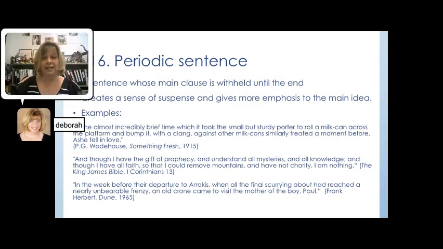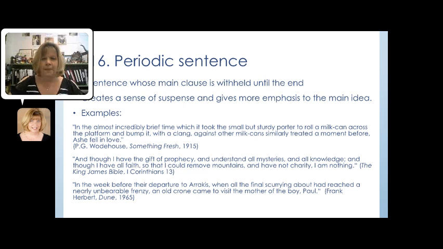A periodic sentence is the opposite of a cumulative sentence. In a cumulative sentence, you're given the independent clause at the beginning and then additional information. A periodic sentence is exactly the opposite. The main clause is withheld all the way to the end. And this can create a sense of suspense and gives more emphasis to the main idea.